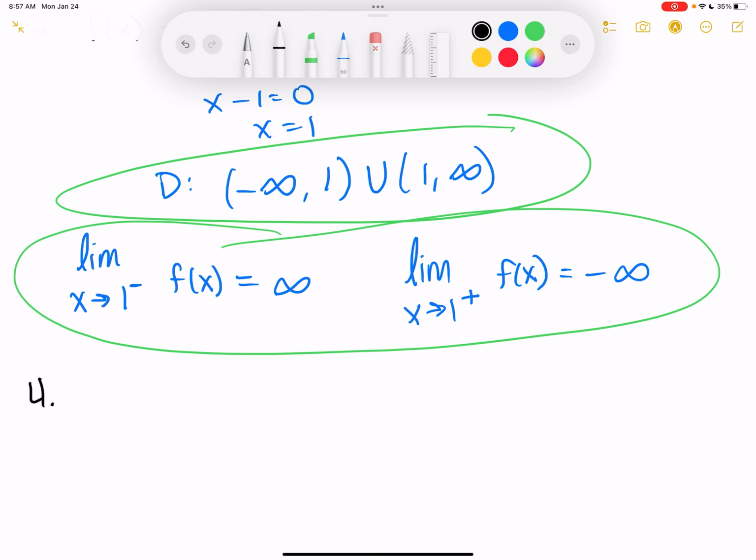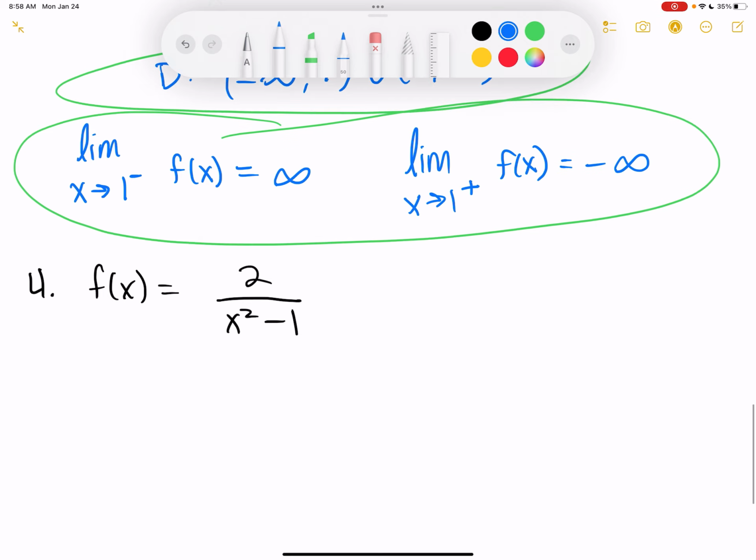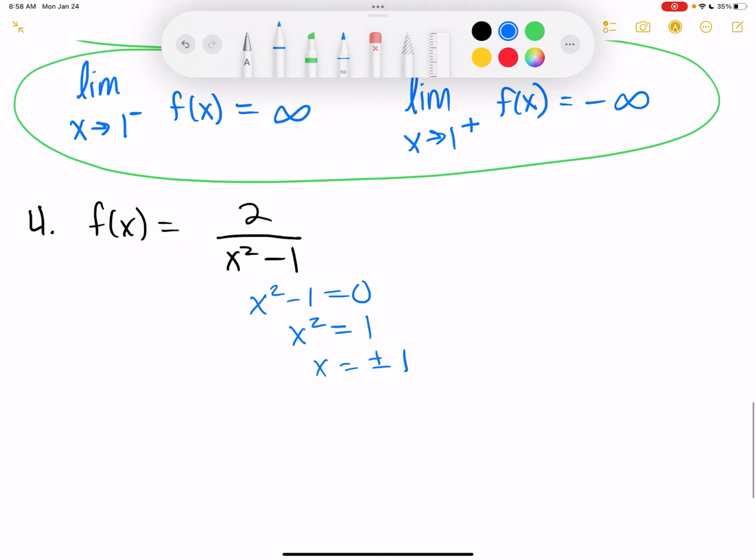All right, so number 4, f of x is equal to 2 over x squared minus 1. So I want to find the domain. So what values am I looking for? So then I've got x squared equals 1. So x equals plus or minus 1. Okay, so my domain is everything except for -1 and +1.